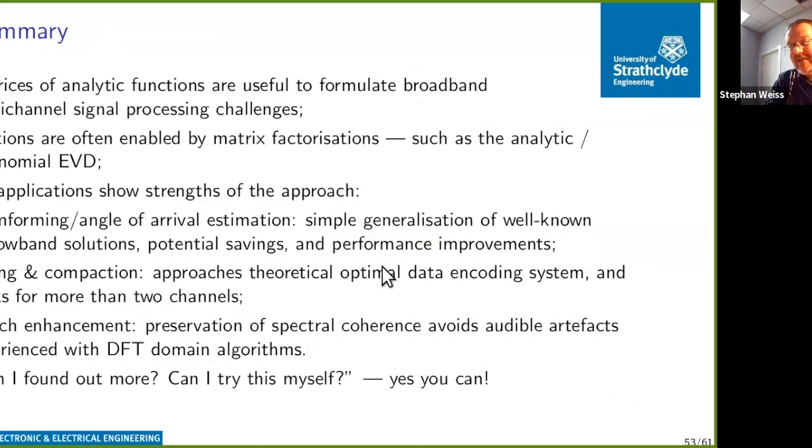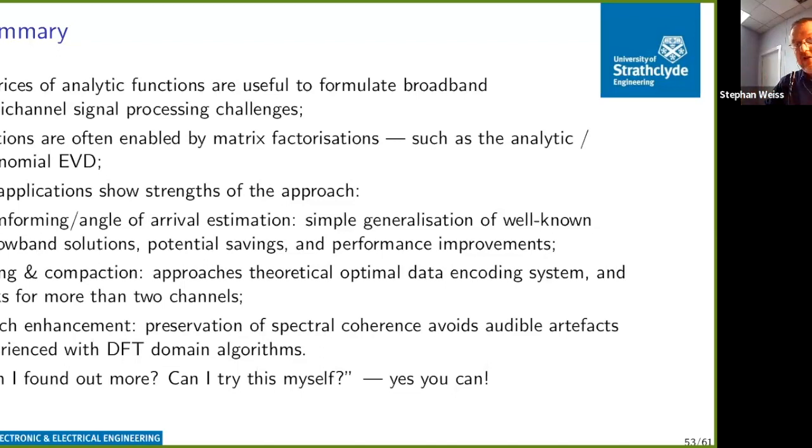Let me perhaps, to stick at least roughly to time, summarize. I've hopefully given you a bit of an idea of what matrices of functions are and how we can formulate broadband multi-channel problems with them. There's a couple of key strengths to this approach. And for me, one of the key things is really that we can take a narrowband problem and almost directly go to a broadband formulation by replacing standard matrices with polynomial matrices.